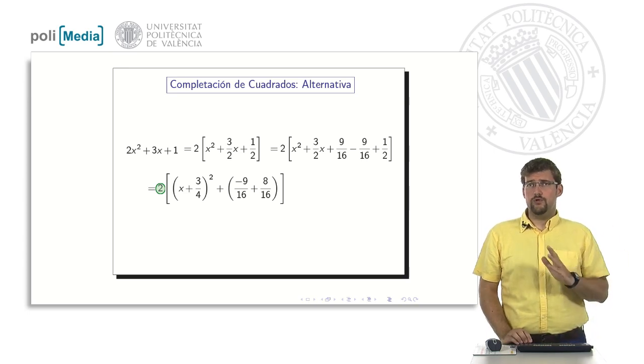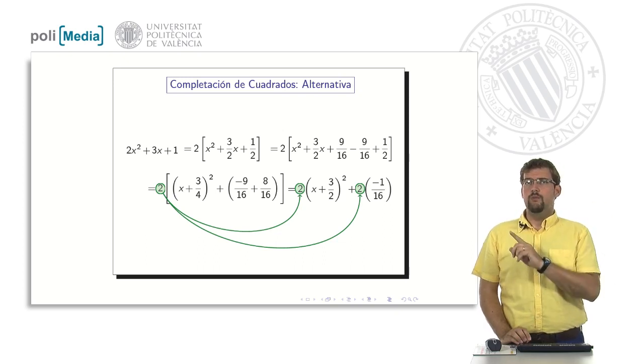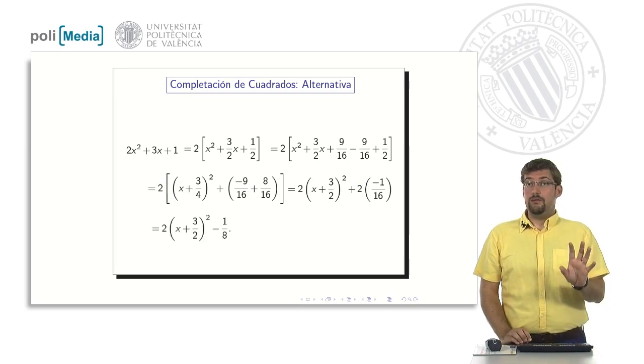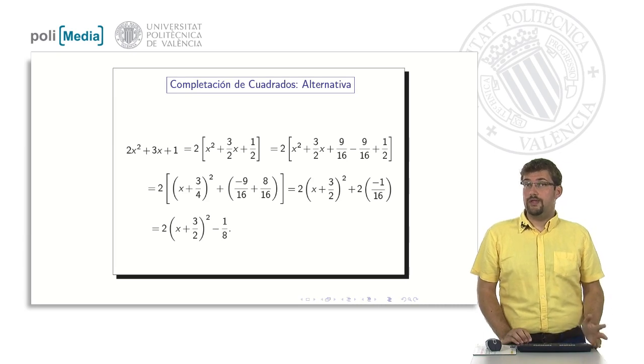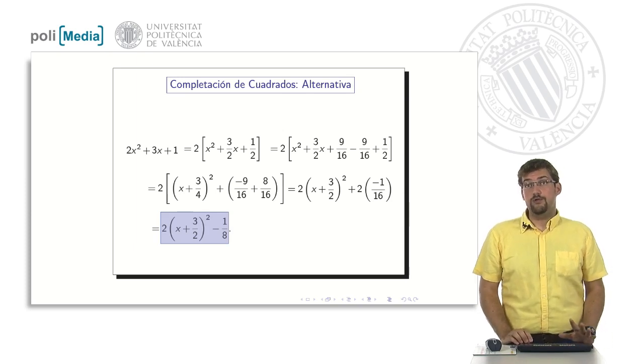And now, the very last step would be taking the 2 we have left, multiplying the two addends. First, it multiplies the first factor and then multiplies the second factor. In the first factor, we will leave it as it is. And in the second, we will just simplify it. 2 multiplied by minus 1 divided by 16, which ends up becoming minus 1 divided by 8. As we see, we have obtained exactly the same square completion, the exact same result.